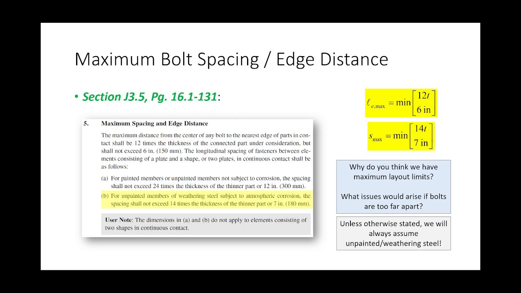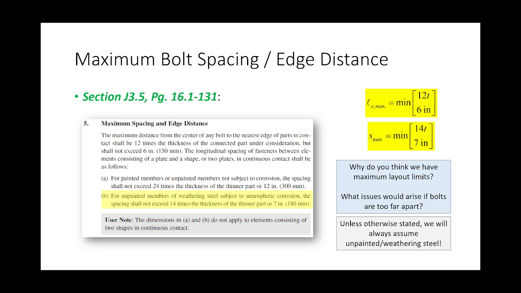And I think that the answer can be revealed if you think about how the specification is written for this. So take a look at this. It says the maximum distance from the center of any bolt to the nearest edge shall be 12 times the thickness, but shall not exceed 6 inches. So that's the edge distance requirement. But for the bolt spacing requirement, look at what it's saying. It's saying for painted members, there's a limit. But for unpainted members, there's a different limit.